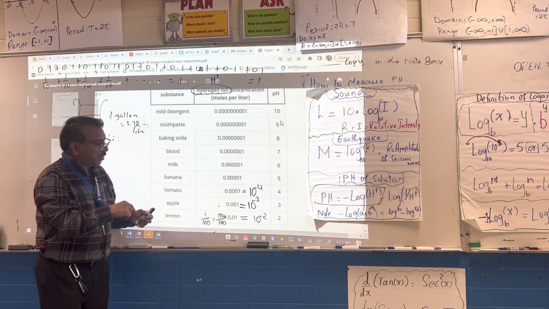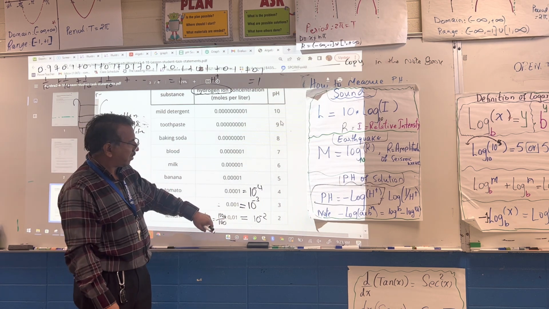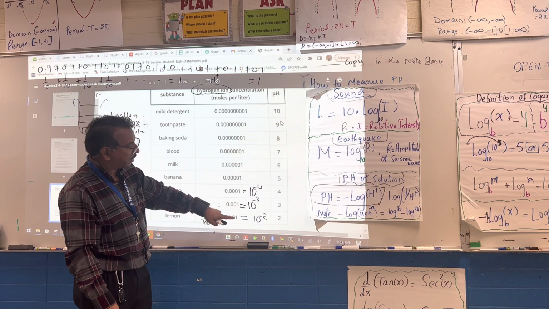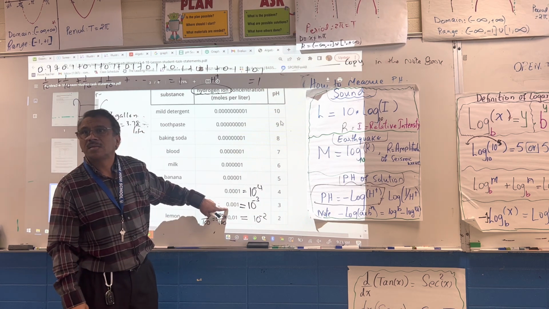So here the hydrogen ions are higher. You see this? Here there are more, 10 raised to minus 2. This is bigger than this.